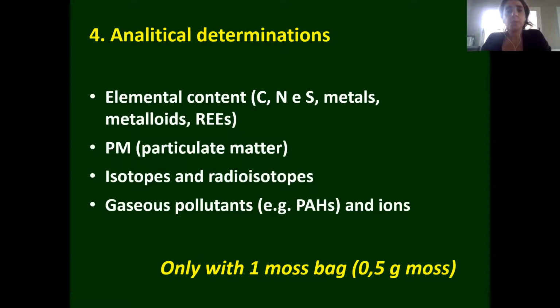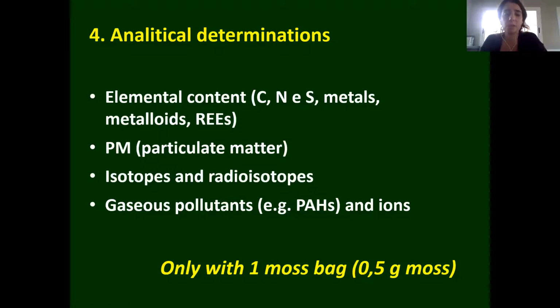After the exposure, we follow with the analytical determination. With only a small amount of moss, 0.1 gram, we can analyze any type of contaminant. For example, elements, so metals, rare earths, particulate matter, the fine powder that we can breathe, for example, in cities or industrial places, but also isotopes, radioisotopes. As the professor told you, I was in Fukushima, so my focus was radioisotopes.